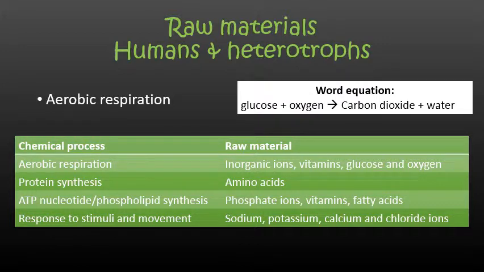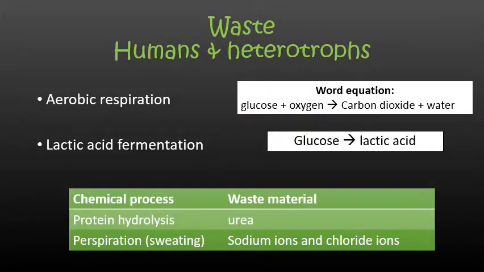Humans and other heterotrophs consume their raw materials derived directly from other living things. The raw materials for aerobic respiration are glucose and oxygen. There are also a range of other raw materials used in chemical processes shown here. Waste materials are removed from the human body in a range of ways. Carbon dioxide is removed through breathing. Water and urea are removed through the body in urine. Water, sodium ions, and chloride ions are removed from the body through sweat.